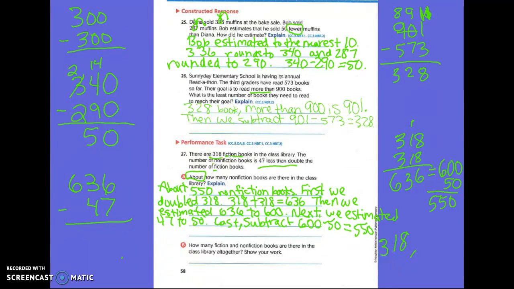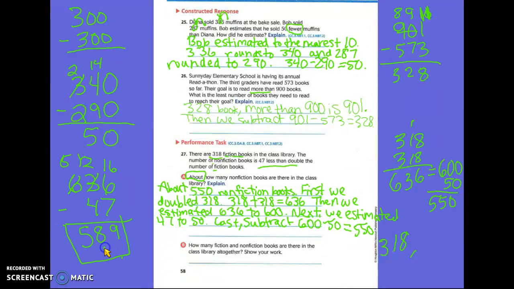6 minus 7 you can't do, so take away from the 3, that makes 16. 16 minus 7 is what? 9. 2 minus 4 can't do, make it a 5. 12 minus 4 is? 8. And then 5 minus 0 is? 4. Okay, 589. That's how many nonfiction books we have.